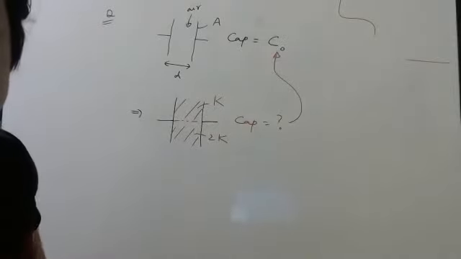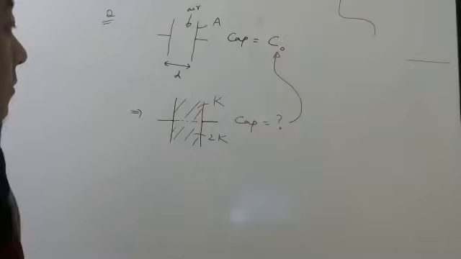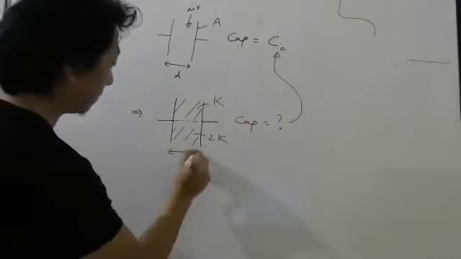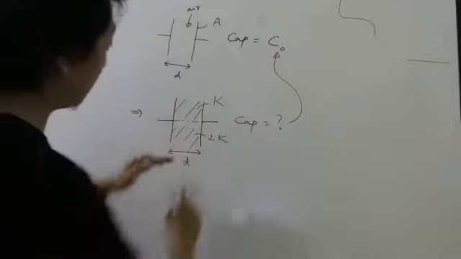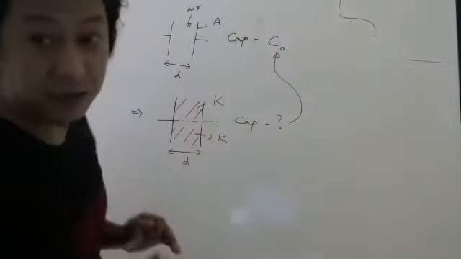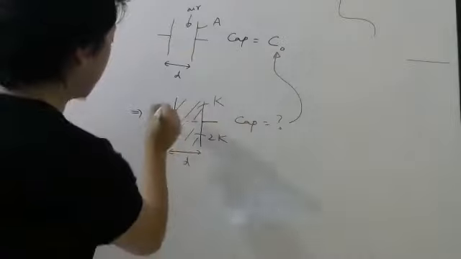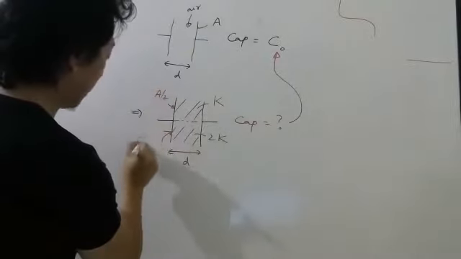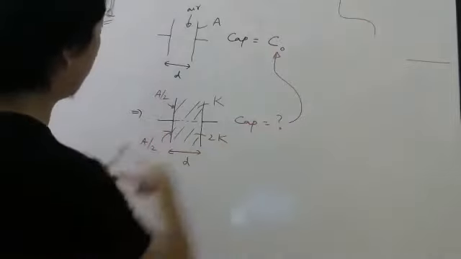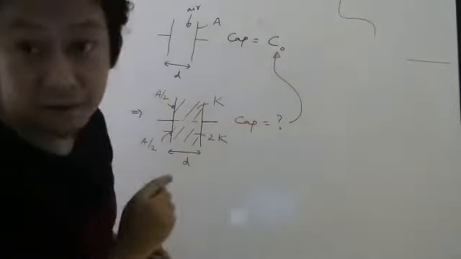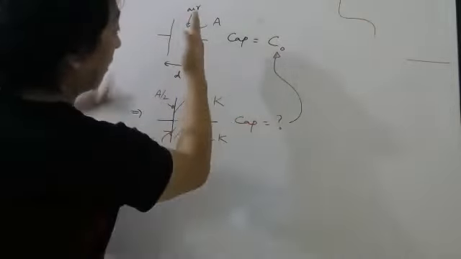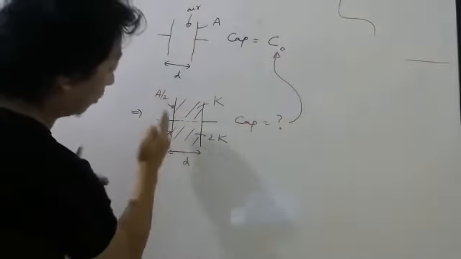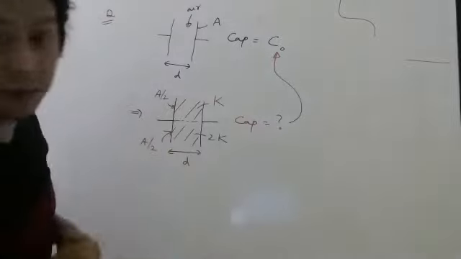Anyone got it? Here again you can see the distance is the same. Area has been divided exactly in the middle. So if this is A, what will be this area? A by 2. What will be this area? A by 2. Because I have given the area A in the question. If you divide it equally in the middle, the upper part will have area A by 2, the lower part will have area A by 2.